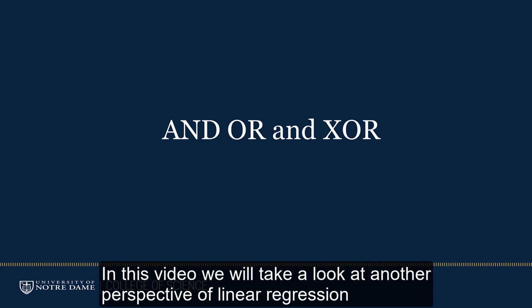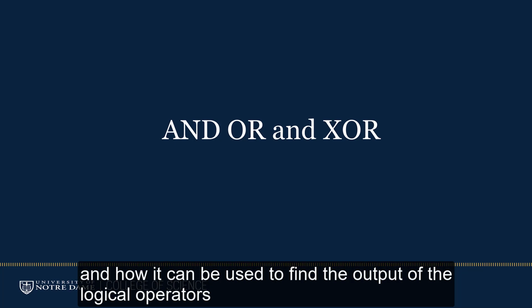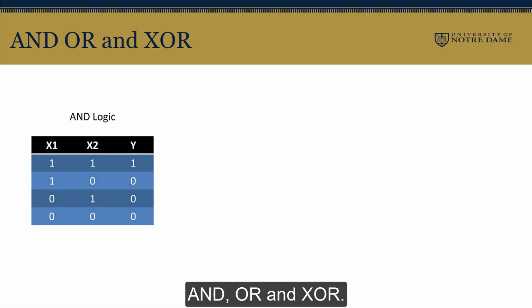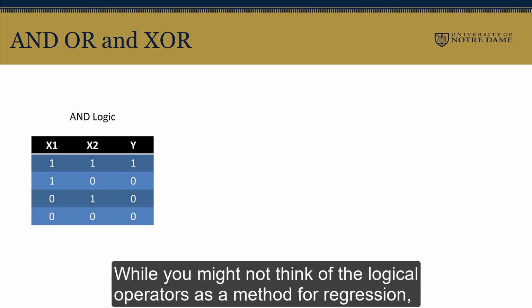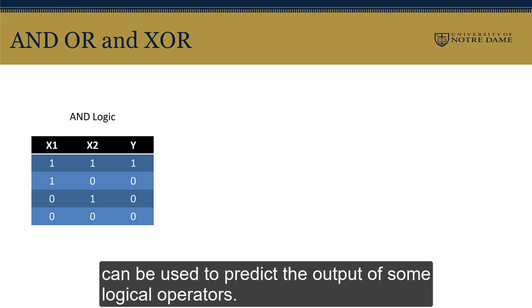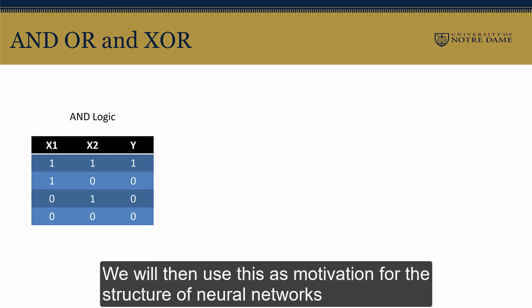In this video, we will take a look at another perspective of linear regression and how it can be used to find the output of the logical operators AND, OR, and XOR. While you might not think of the logical operators as methods for regression, we're going to see that the linear regression models we've been using can be used to predict the output of some logical operators. We will then use this as motivation for the structure of a neural network.